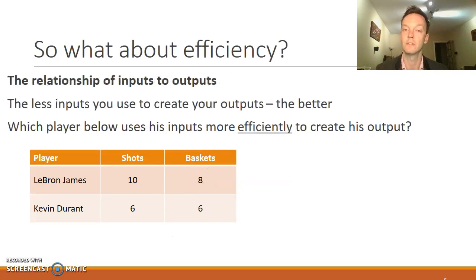Now let's go on to efficiency. Efficiency is about the relationship of inputs to outputs. The less inputs you use to create your outputs, the better. So let's go back to our basketball players. Which player below uses his inputs more efficiently to create his output? I'll give you a couple of seconds to have a think.